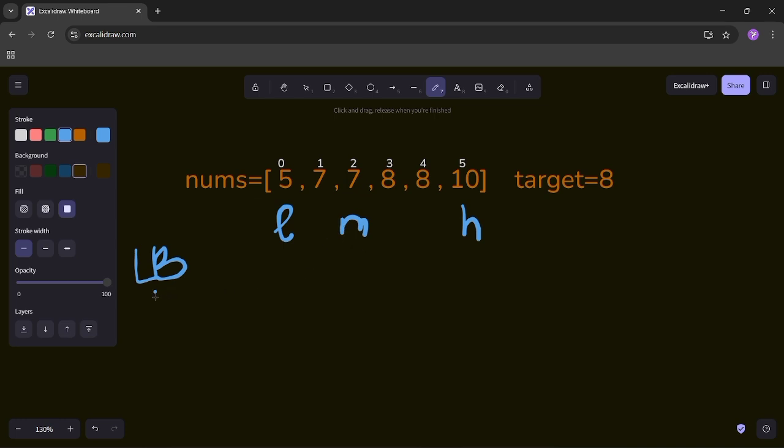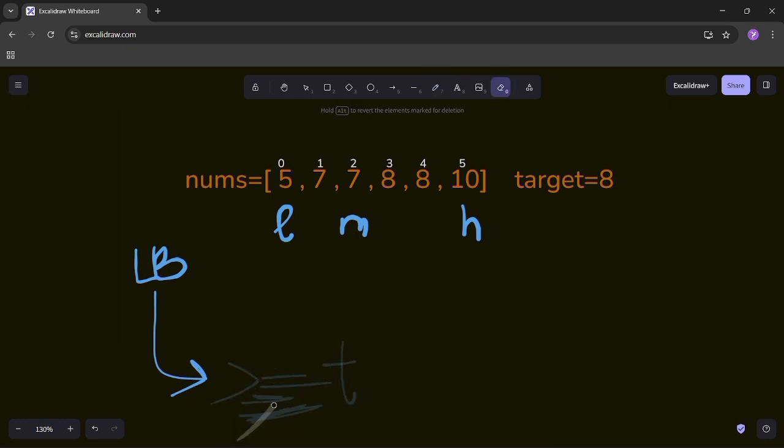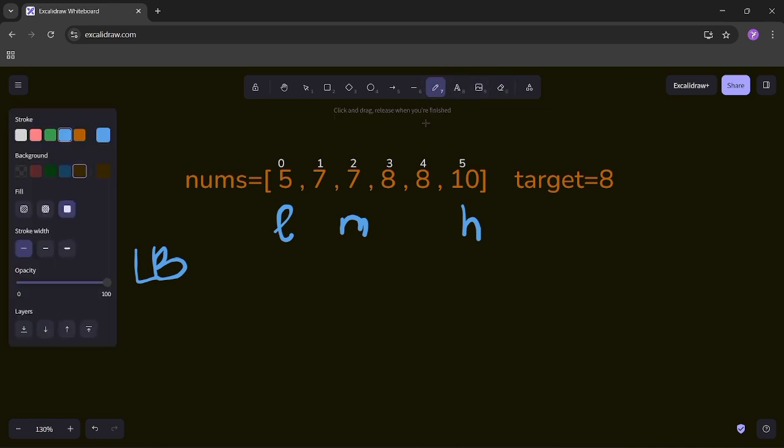Now we're going to compare. We know the condition of lower bound: nums[i] is greater than or equal to target. We don't have to forget this. So now let's find the lower bound, or the first occurrence of target in nums. We check our mid value against the target value. Right now my mid value is less than my target value.